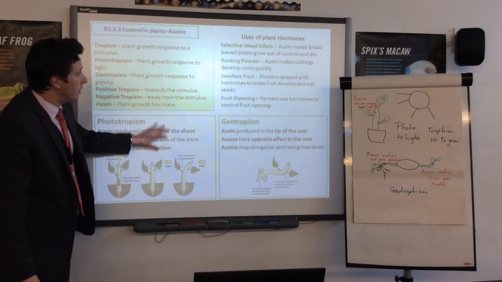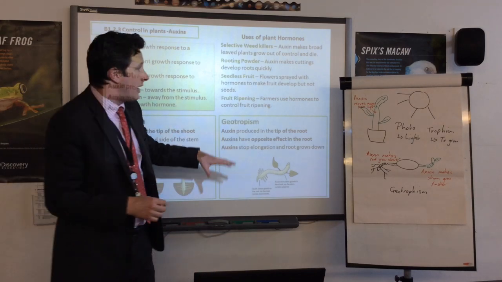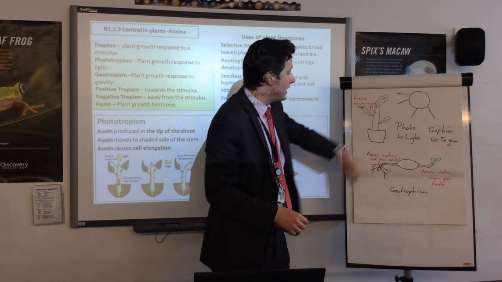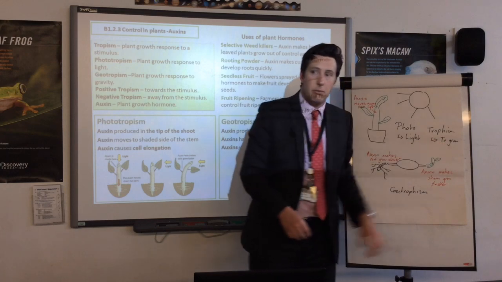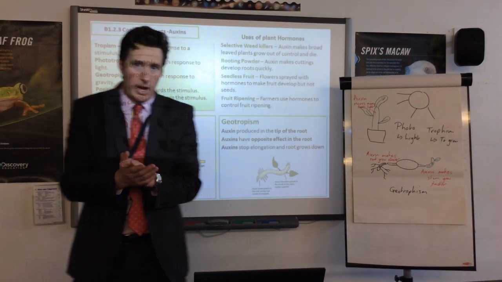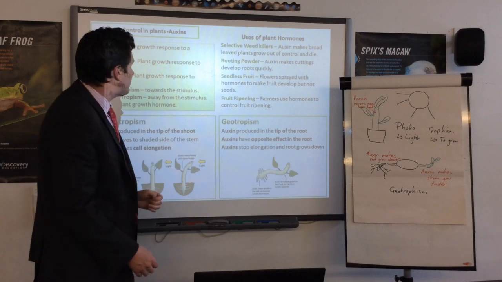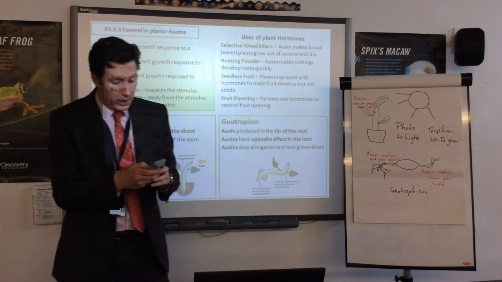So hopefully, Rosie, that answered your question. And you can see now how auxin actually controls phototropism, growing towards light, and geotropism, roots growing towards gravity, stem growing against gravity. Okay, so that's auxin and its effects on a plant. So that was a question we had come in, and hopefully I've answered it in any detail.